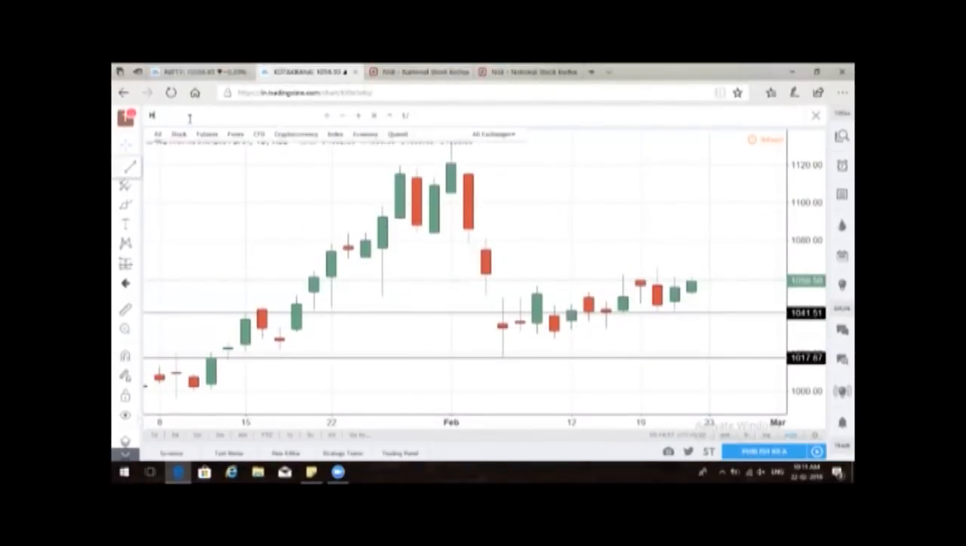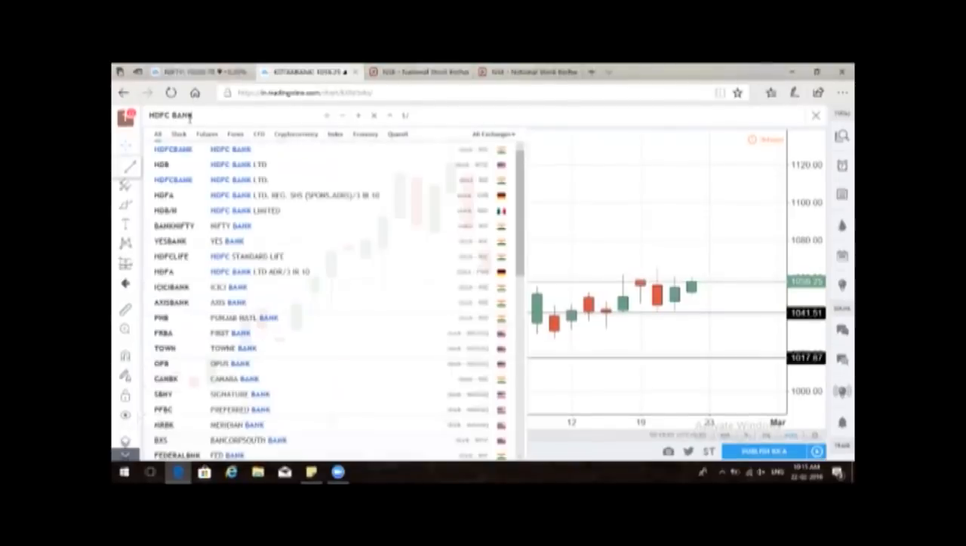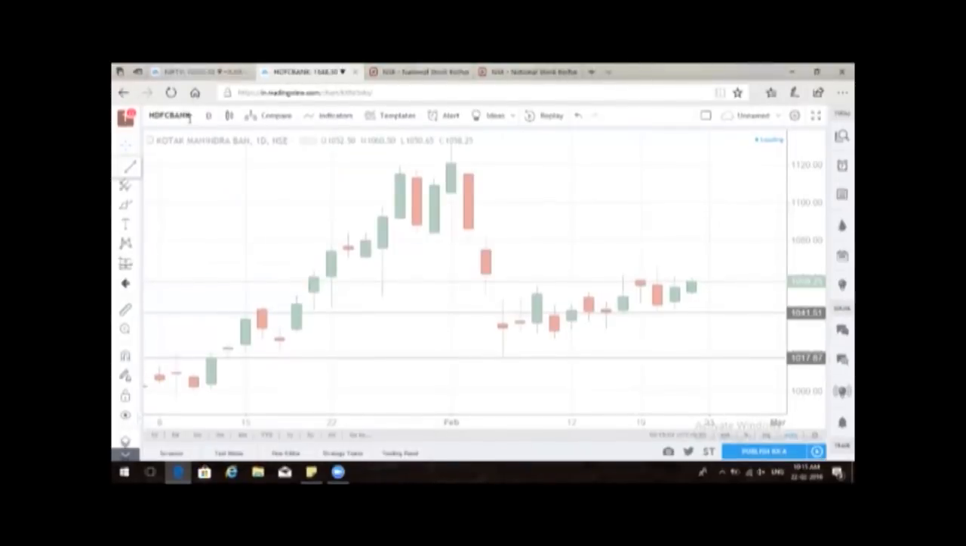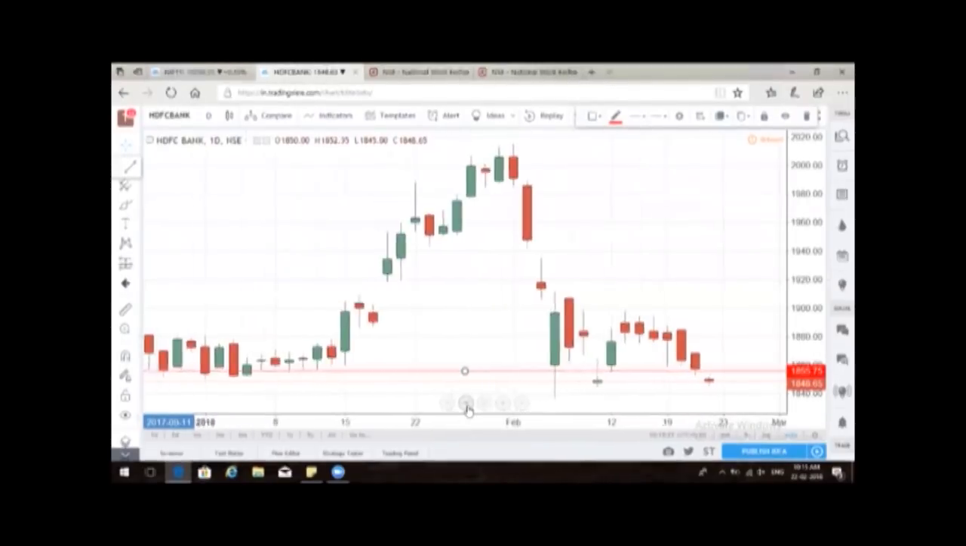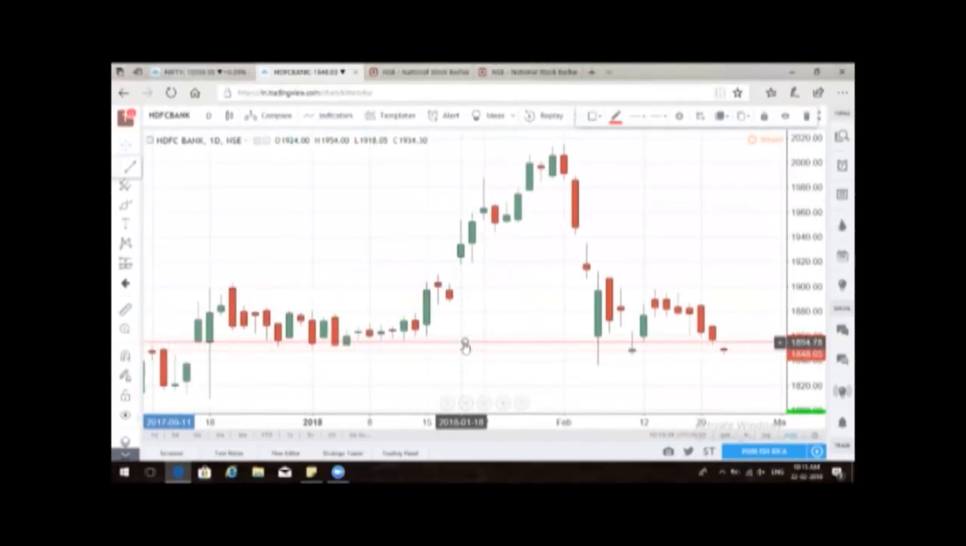The next is HDFC Bank, which has moved to a very important juncture, as we were speaking yesterday. It opened gap down and then went gap up, so an abandoned baby structure was formed. Gap down and gap up basically show this is a point of importance, because if I go back a little, this has acted as a huge support for HDFC Bank. Roughly around 1850 or so was a huge support for HDFC Bank.